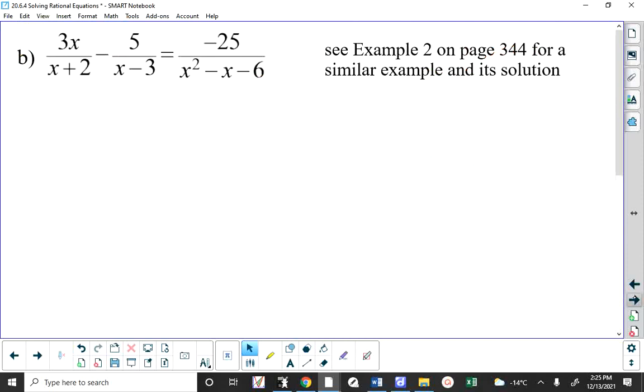All right, let's try one more. So 3x over x plus 2 minus 5 over x minus 3 is equal to negative 25 over x squared minus x minus 6. We have to factor everything to see what the, oh, I'm sorry.